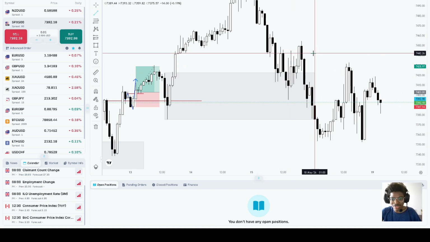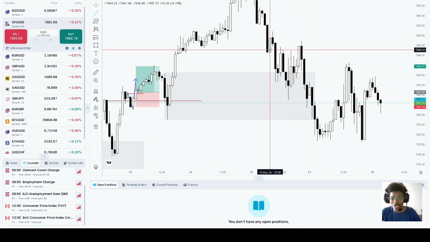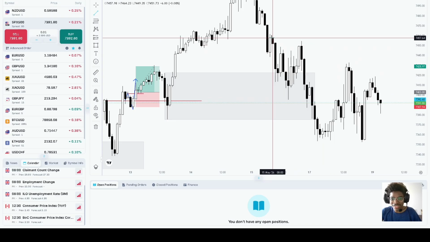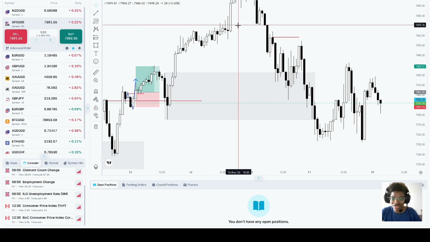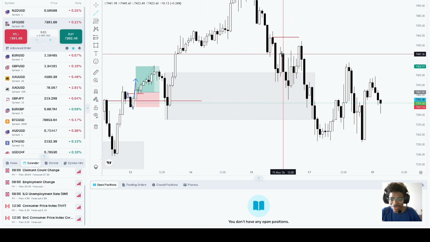Now this is what happens. This is how your setups fail. So price has tapped. This is the first line you draw, it failed to cross above it, and made it even lower. What do you do? You draw the second one.